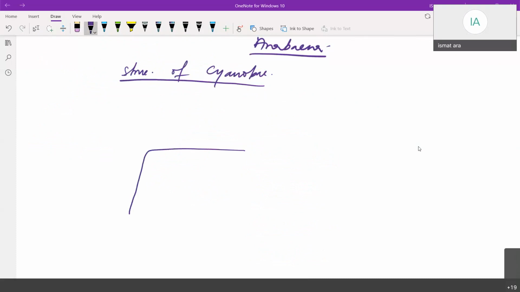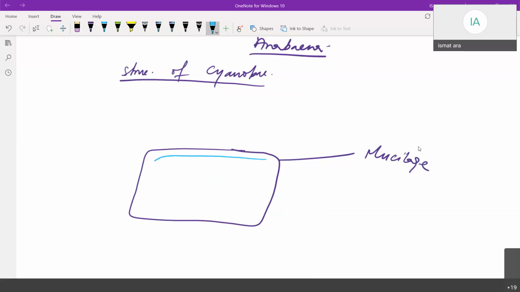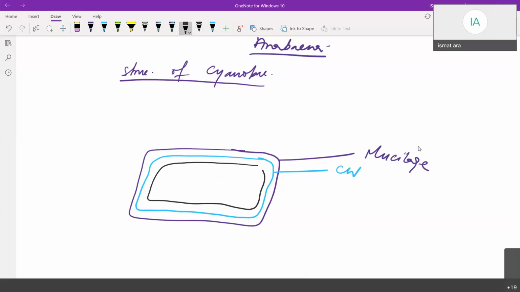This is the outermost covering. This is mucilage. Then the second covering, students, this one. This is the second layer. This layer is the cell wall. And the third layer, this one is the third layer. This is the cell membrane. Okay.